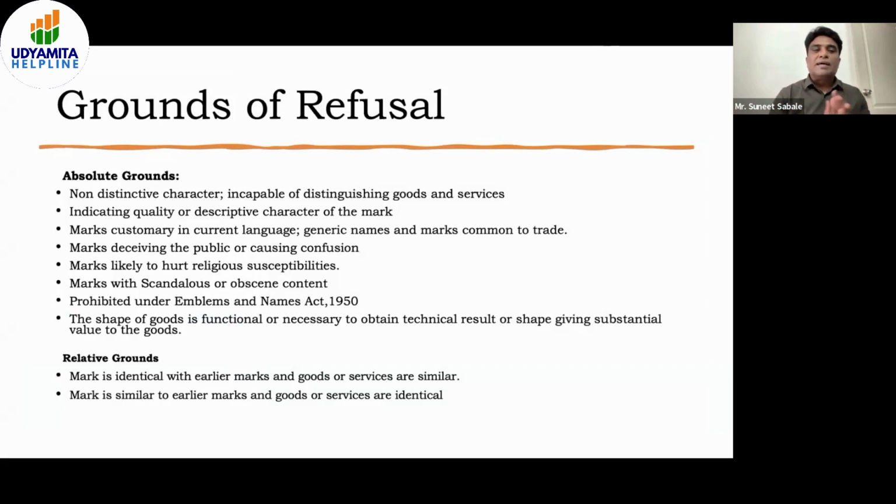So these are the absolute grounds of refusal for your trademark. These are the things that may cause refusal of a trademark whenever you are applying. Non-distinctive character, incapable of distinguishing goods and services, indicating quality or descriptive character of the mark, marks customary in current language, generic name, marks common to trade. Just like I mentioned, matka chai, it cannot be protected. It is difficult to protect.